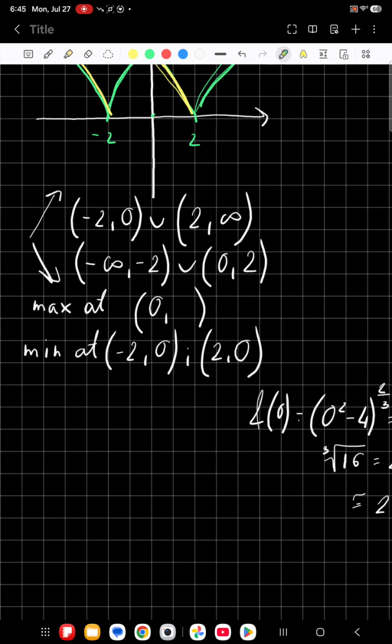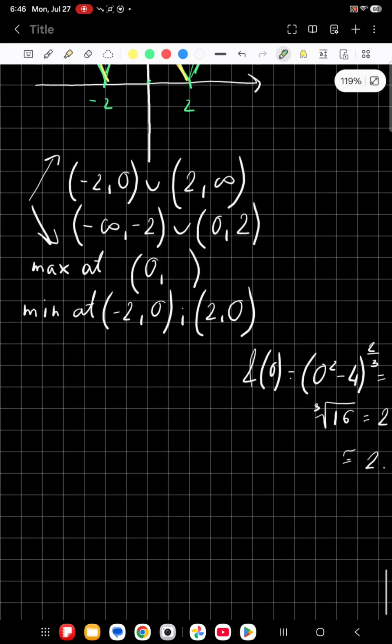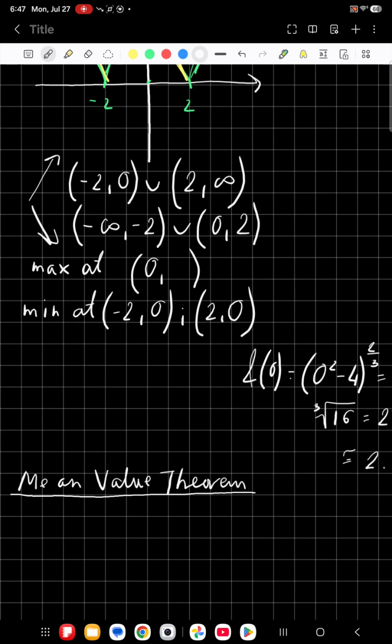Oh, yeah. There is one more result that I want to talk about. I want to talk about the mean value theorem. It's another important result. Let me organize my things here. Okay, mean value theorem. Mean, meaning average, and it goes like this.